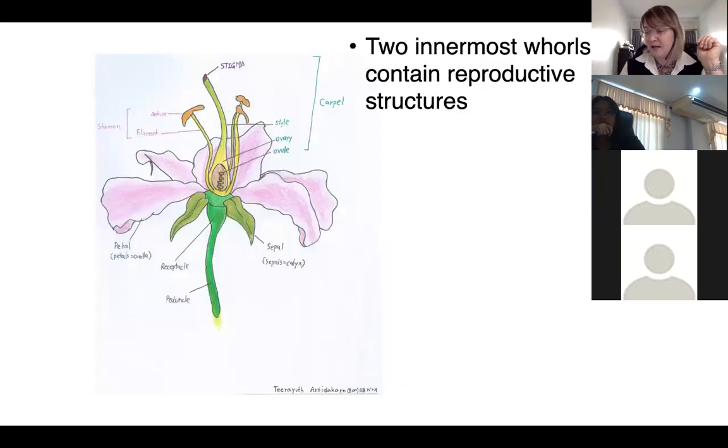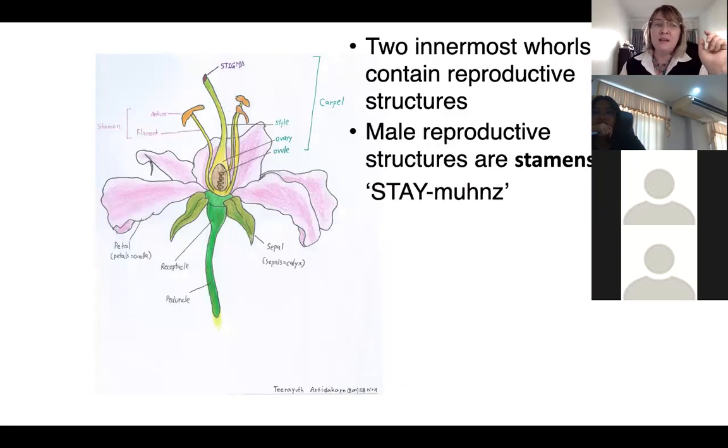The next two rings in contain the reproductive parts. The first one is the male reproductive parts, so it's this ring there. The last ring up there represents the female reproductive part. The first reproductive ring with the male reproductive structures is called the stamens. That's what you call the whole structure, and you can see he labeled that here.